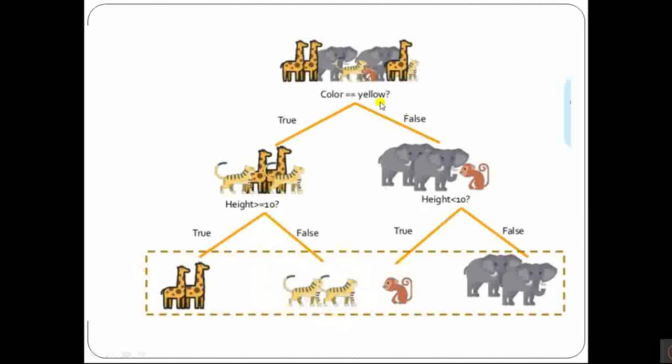Then if color is not yellow, that means it is false, again I take two decisions, whether height is less than 10. If it is less than 10, it may be monkey. If height is not less than 10, then it is the false condition, which means that is elephant.